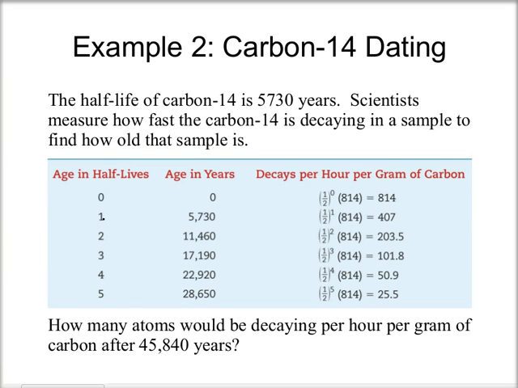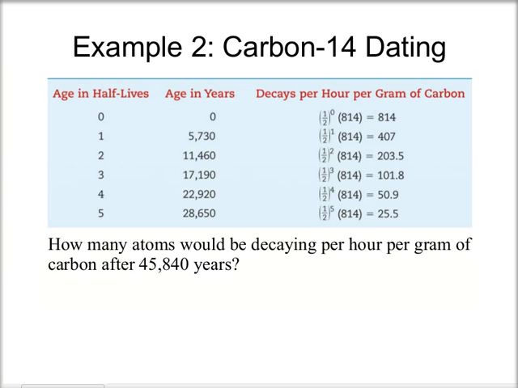And then for each half-life, we go up by 1 half-life in the first column here, and that's given in years in the second column. And in the third column, the decay rate is given by 1/2 to the power of whatever the half-life is times 814. So we want to find out how many atoms would be decaying per hour per gram of carbon after 45,840 years.